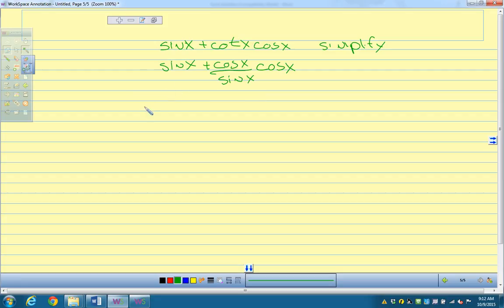Why would I want to do that? The sines don't cancel yet, okay? So what I can do now at this point is multiply this by sine of x over sine of x. I'm finding a common denominator. Okay, this is kind of a trick, because then on the top I'm going to get sine squared of x plus cosine squared x. That whole thing over what? Sine of x, because that's my common denominator. That's why I multiplied this by sine of x over sine of x.